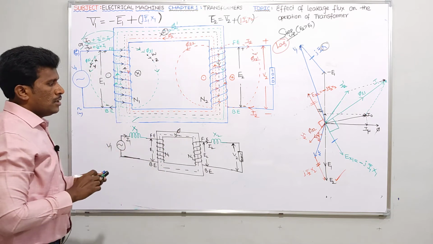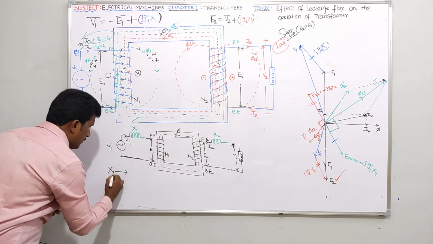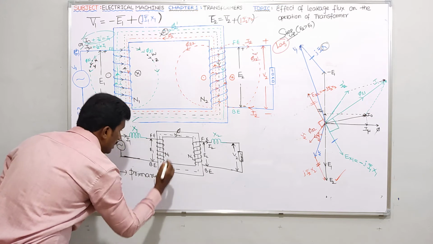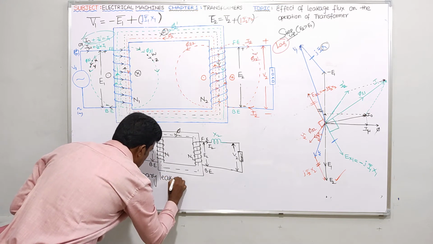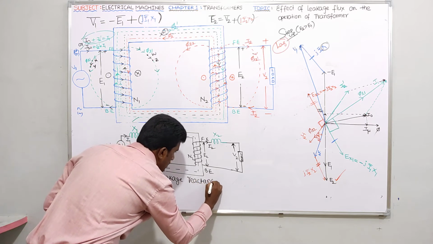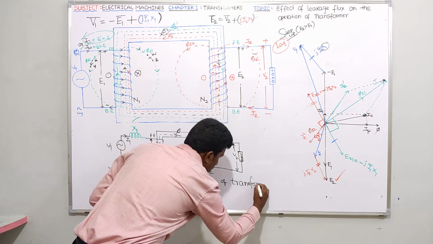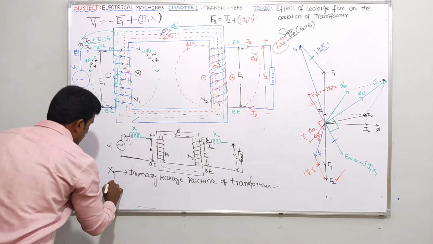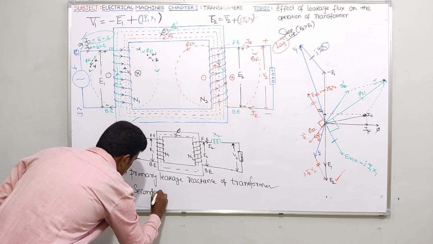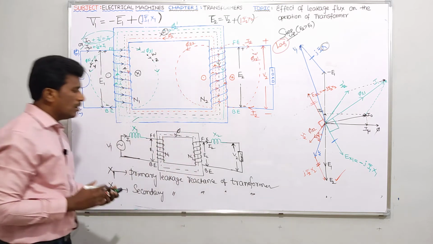Okay, right. So ultimately, let me give a name for this X1. X1 means primary leakage reactance of transformer. What is the name for this X2 also? X2 means secondary leakage reactance of transformer.